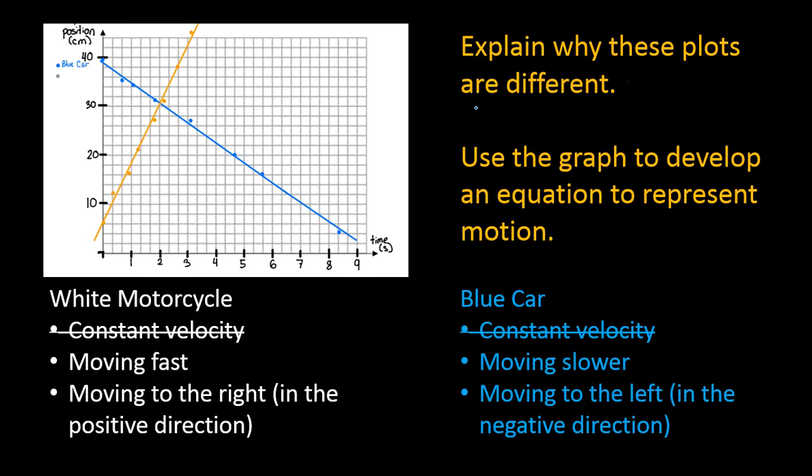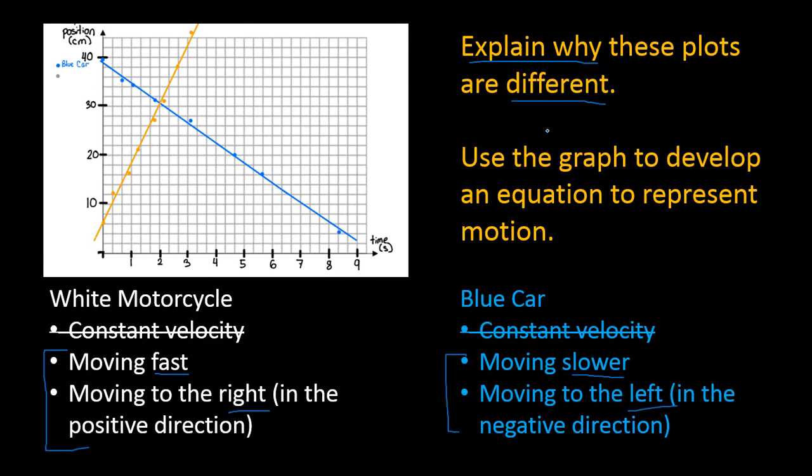We have 2 cars moving in slightly different ways, and we have 2 lines that look slightly different. What we are going to do is try to explain why these plots look so different from each other. And it all has to do with the fact that their motions are different. We've identified these differences down here already. So as we go through this process, keep these differences in mind.